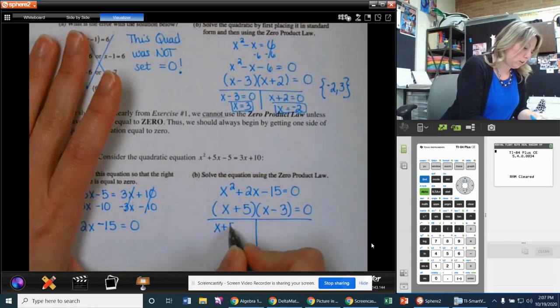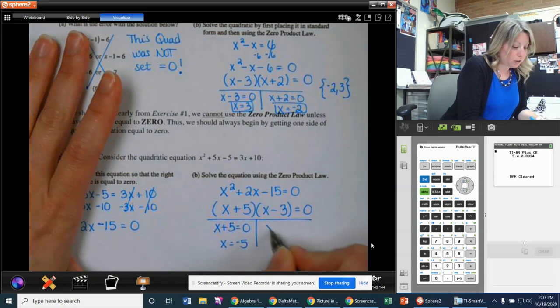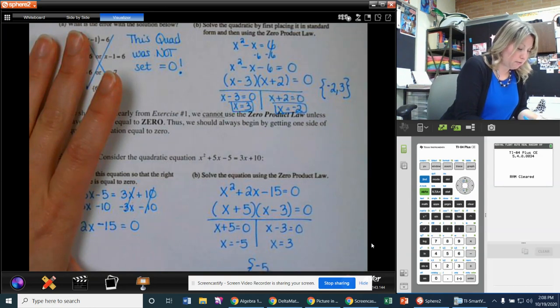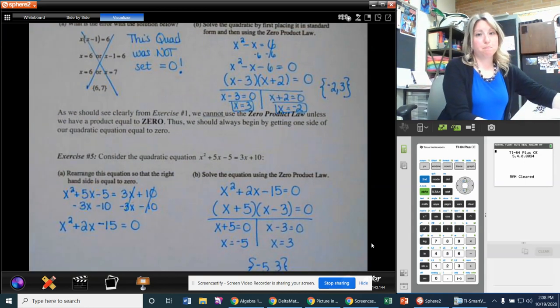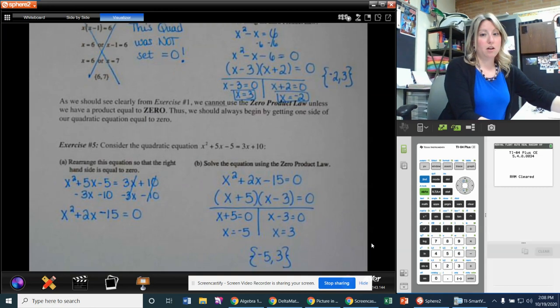X plus 5 equals 0. So x equals negative 5. X minus 3 equals 0. So x equals 3. In my French curly braces, negative 5 and 3 are my answers. Okay. That's it, guys. That's what we're doing.